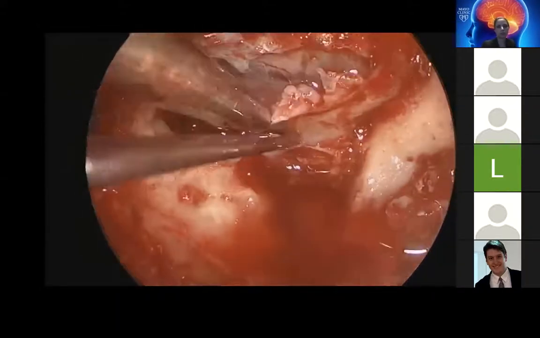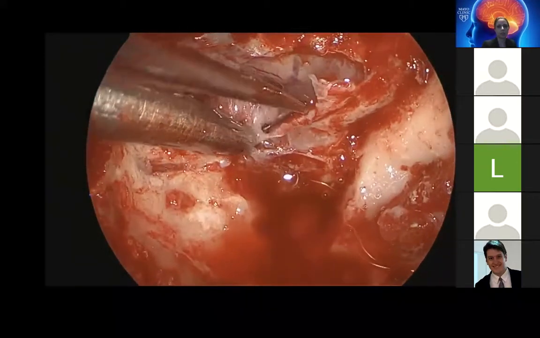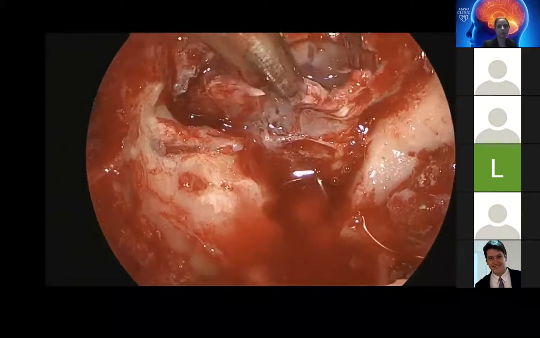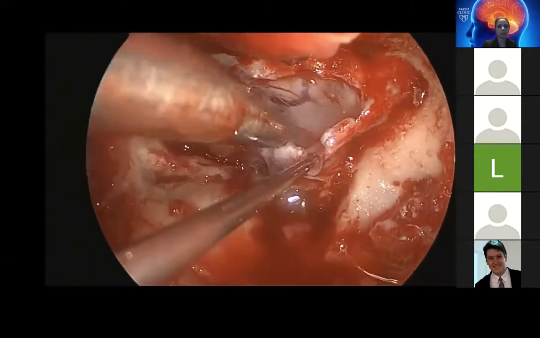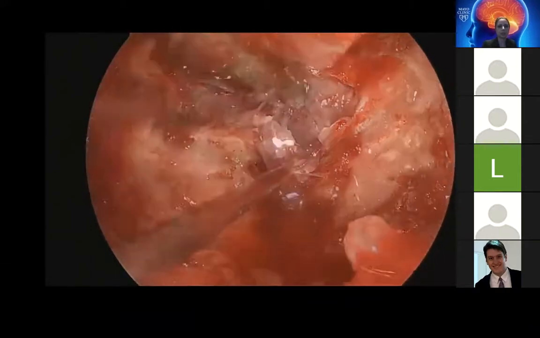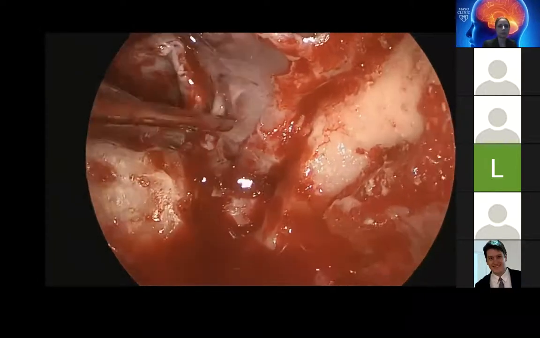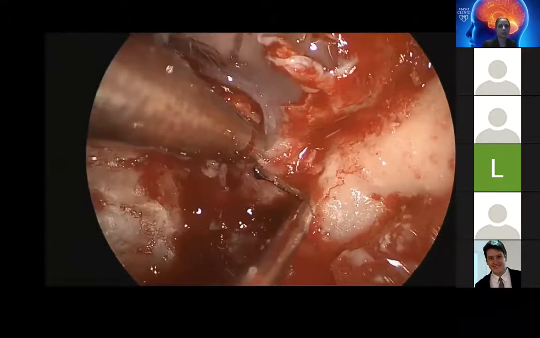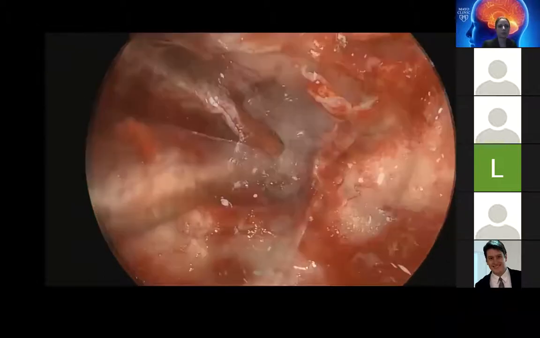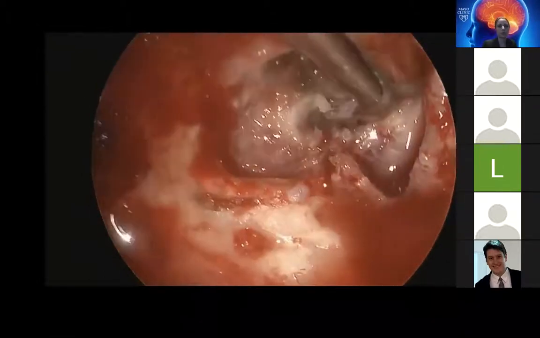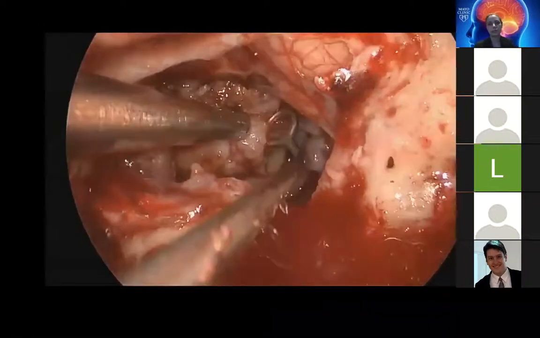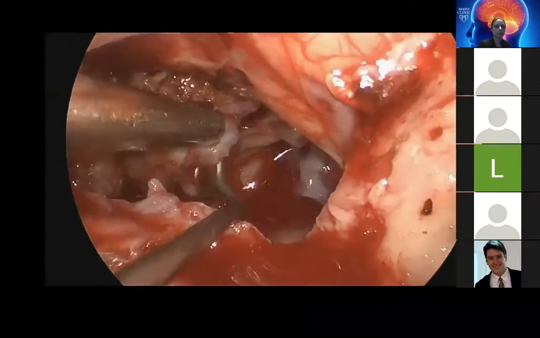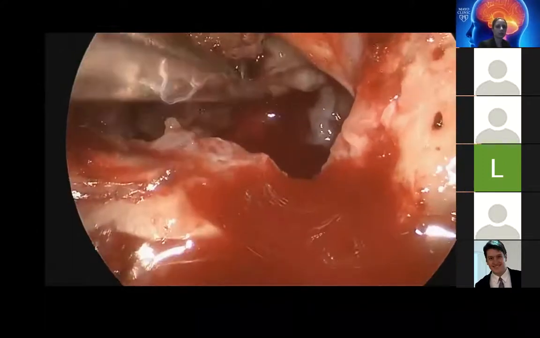And this is just opening exactly with that tool, which is very useful to open also the dura, and just going around the tumor through the base. And of course, exactly the same as an intracranial approach, just decompressing the tumor, debulking.